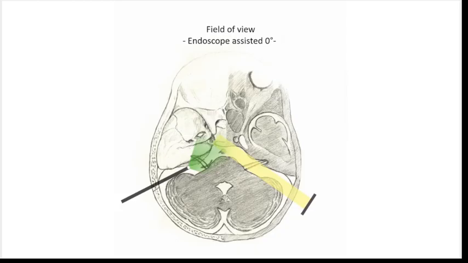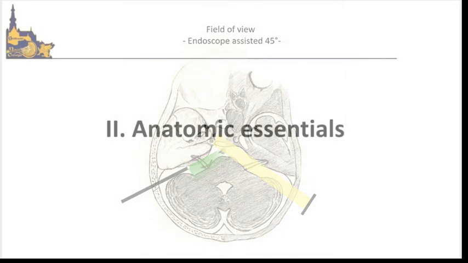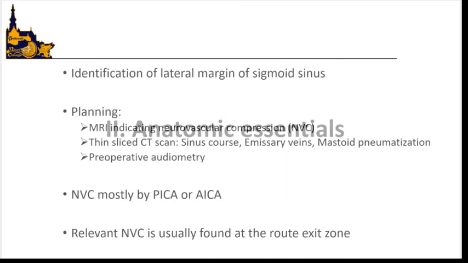To further improve the field of view and the angle of vision, the surgical endoscope with 45-degree optic is used to visualize the entire course of the facial nerve from the pontomedullary sulcus to the entrance of the internal auditory canal. To gain a subfloccular approach to the lower cerebellopontine angle, a craniotomy and opening of the dura close to the sigmoid sinus after identification of the sigmoid sinus lateral margin is obtained.